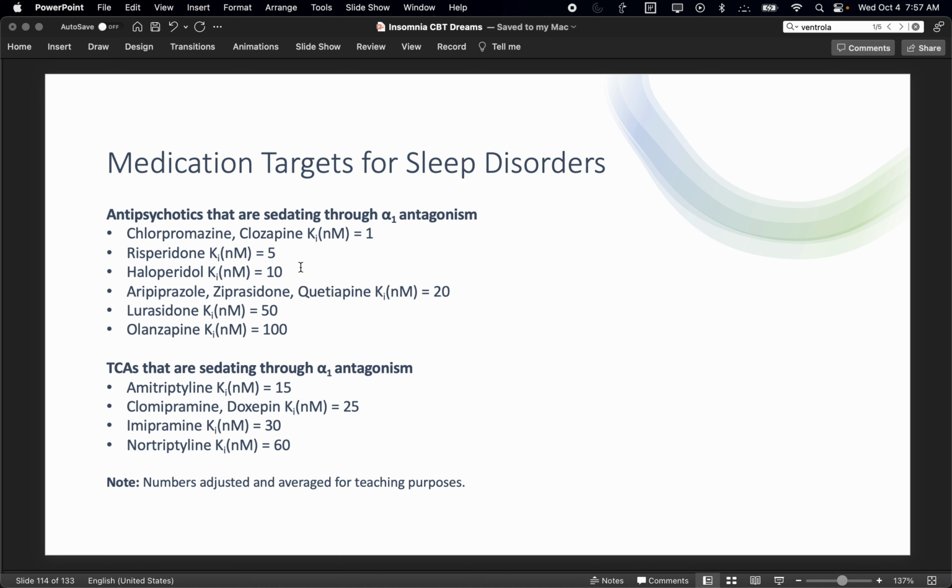All right. Antipsychotics can be sedating through alpha-1 antagonism. So chlorpromazine is a lot of this, and it works its way down to olanzapine being a little bit, and haloperidol is in the middle.